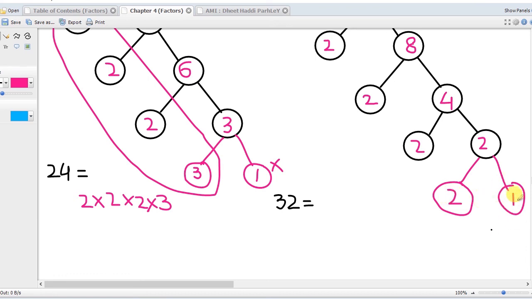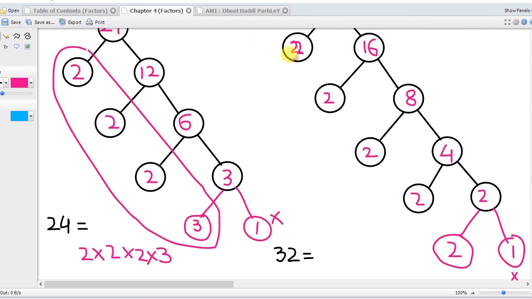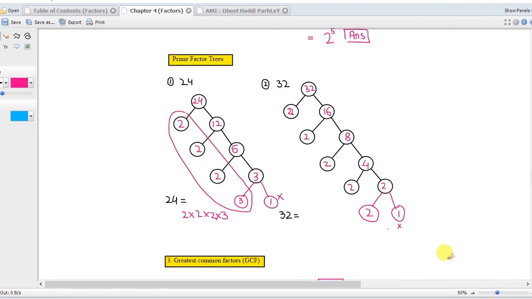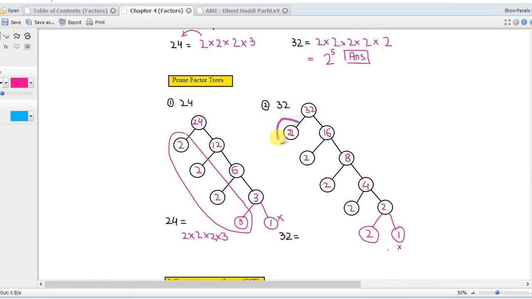Since 1 is neither prime nor composite, we are not going to include this number, and we end our question over here. So the factors we are getting for this question are, how many number of 2's? 1, 2, 3, 4, 5.